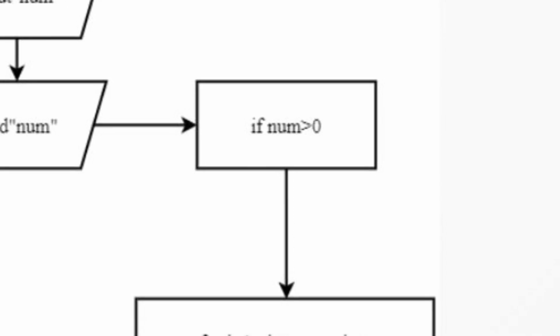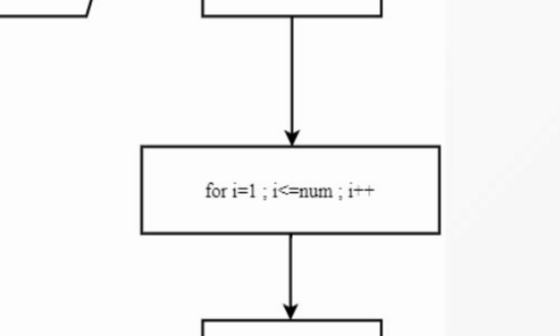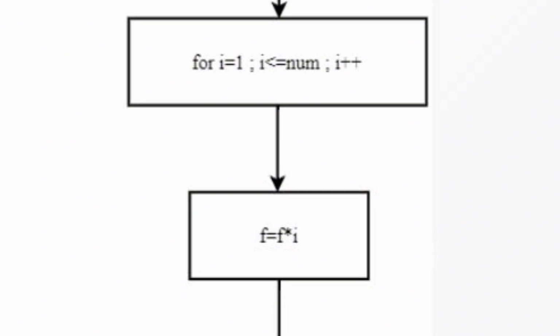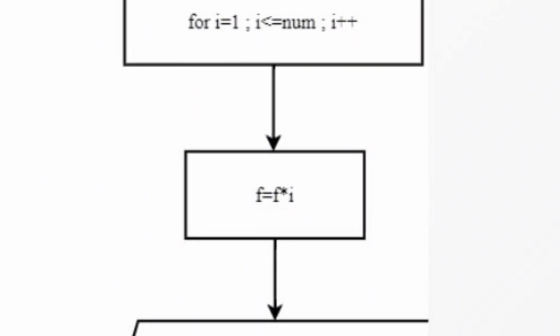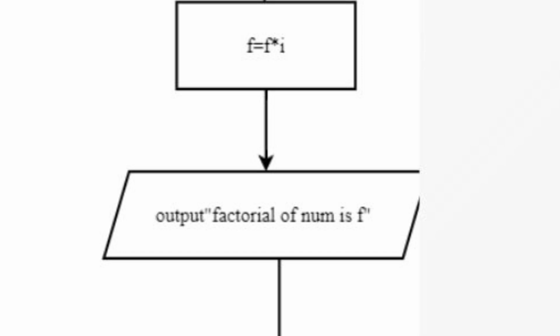Go to the process chart: for i equal 1; i smaller than or equal num; i plus 1. And go to the next chart. We have f equal f multiply i, and go to output. Factorial of num is f, and finally the chart ends with stop.